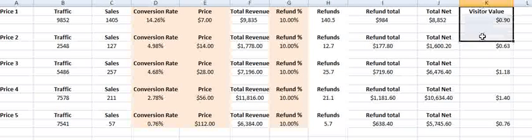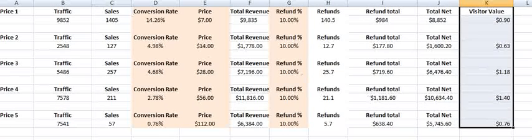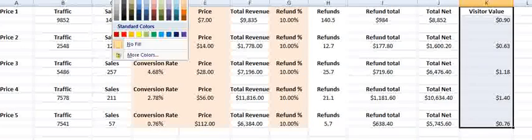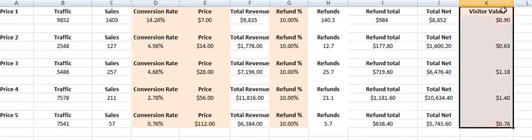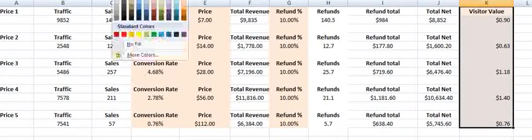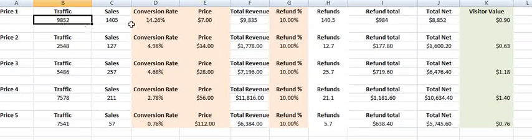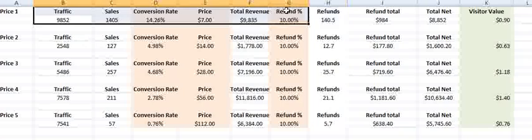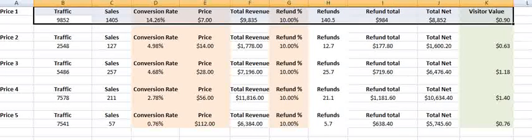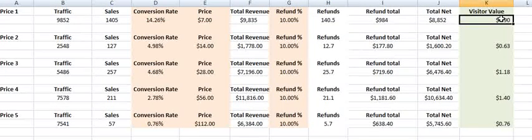What you gotta look at is this column right here. This is a simple spreadsheet I made. It looks complicated, but it really isn't. This last column is the most important column. Let me make that green. So, pretty simple. All you're gonna do is insert what it's asking you for, and then it's gonna give you the visitor value. This is how much each person that visits your website is worth.